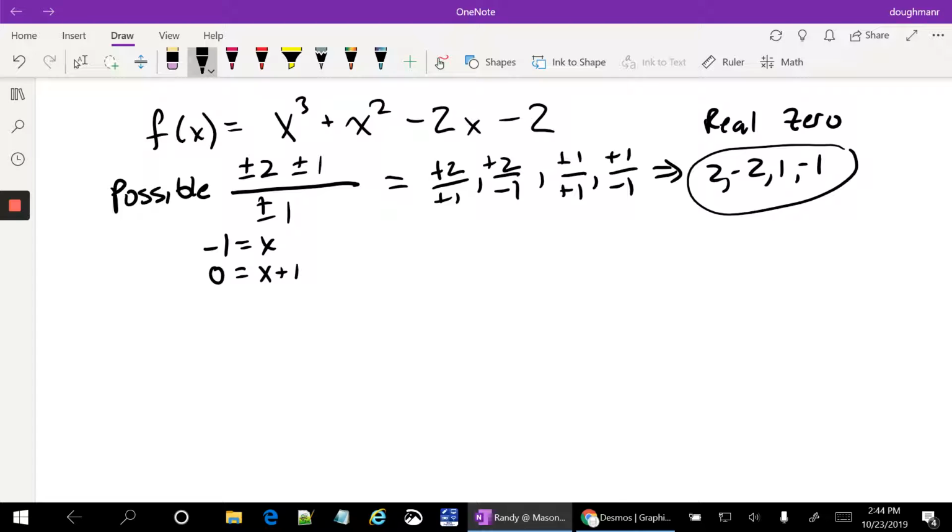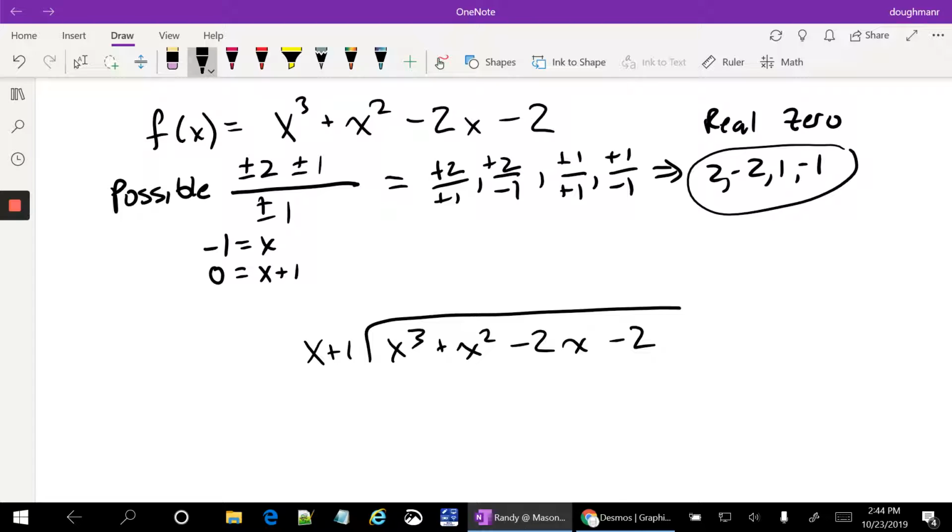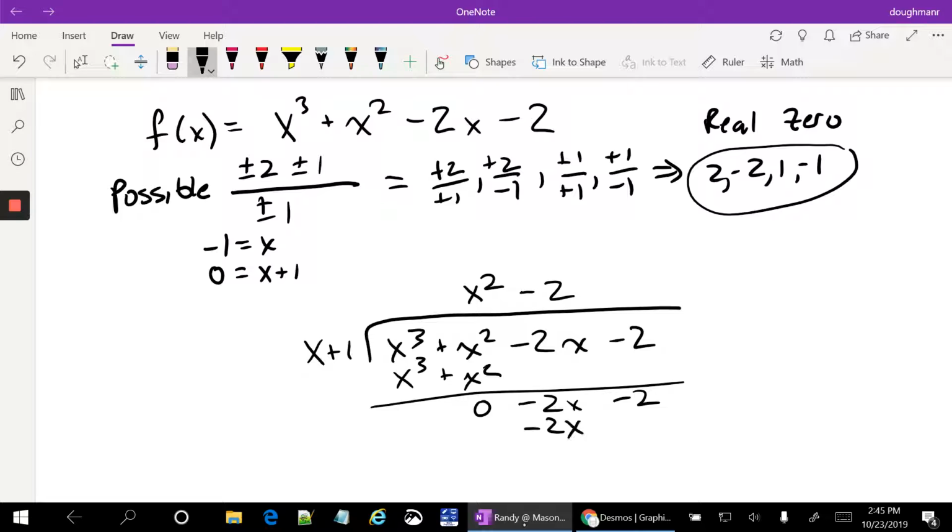which means that x plus 1 is going to be one of my factors, and I can use that to divide into my function. So I can put in, I believe it's x squared here, so that's going to be x cubed plus x squared. That's nice, that goes away. I'm going to go ahead and pull down both of these, -2x minus 2, and I believe minus 2 is going to work, -2x minus 2, and I get a 0.